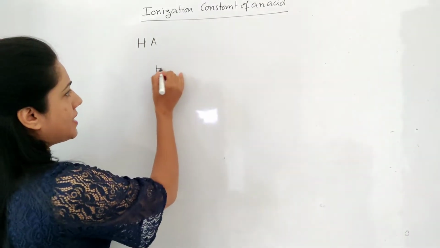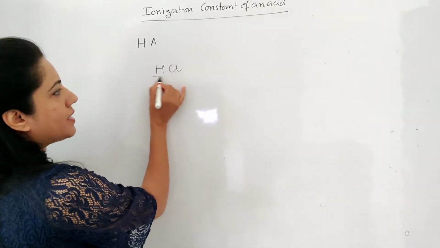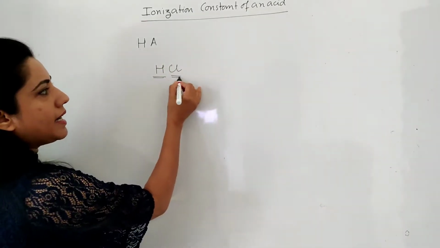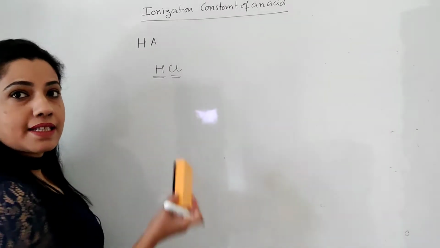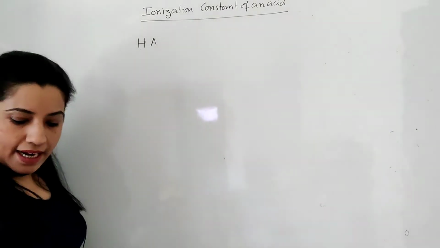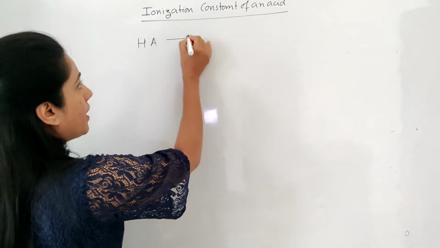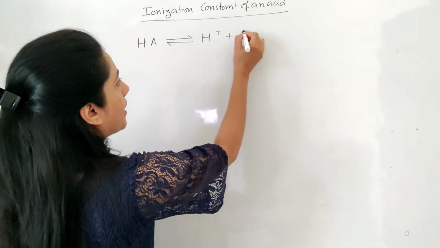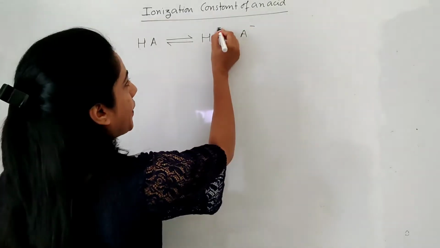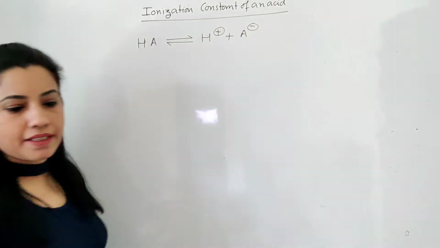Because suppose an acid is HCl. So H stands for H only and A is the anionic part of the acid. So we start writing acids as HA. So that acid, if it dissociates, it will give you H plus and A minus in the aqueous solution. Okay, it gives you H plus and A minus.